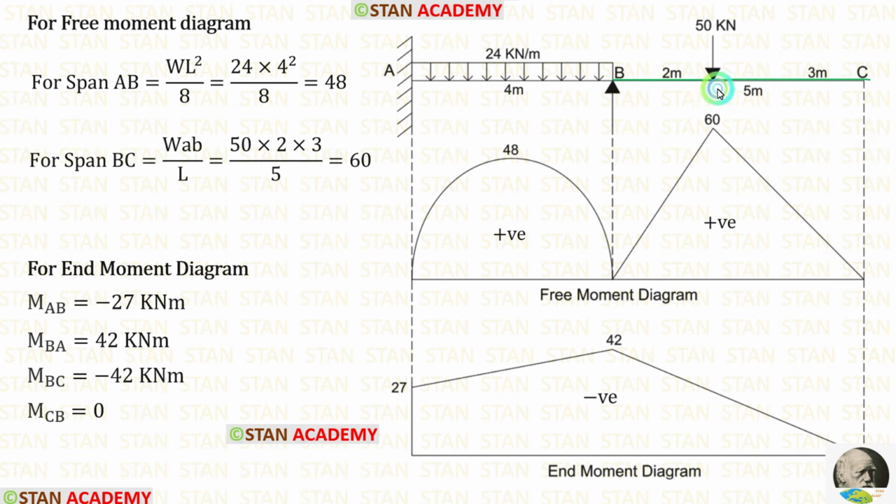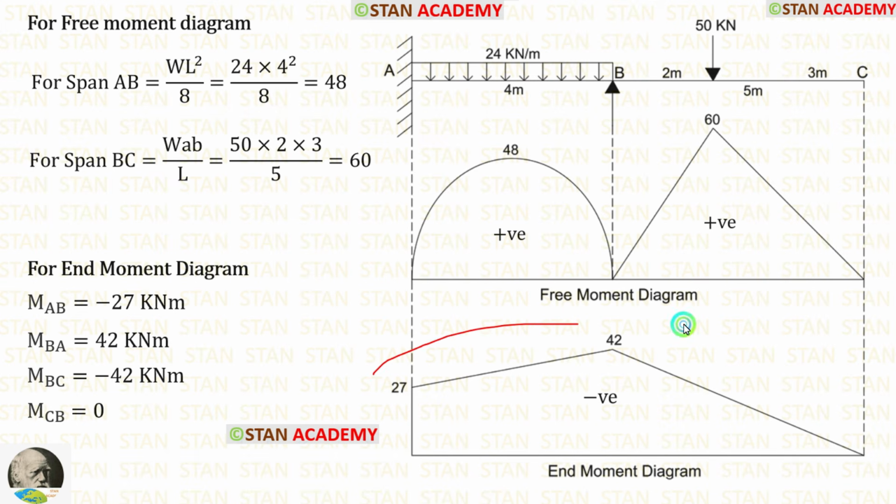In the span BC, there is a point load. This point load is not acting on the center. The formula for the bending moment is WAB upon L. Here W is 50, A is 2, B is 3, L is 5. When we apply the values inside the formula, we are getting 60. For the UDL, the diagram will be in the shape of a parabola. For the point load, the diagram will be in the shape of a triangle.